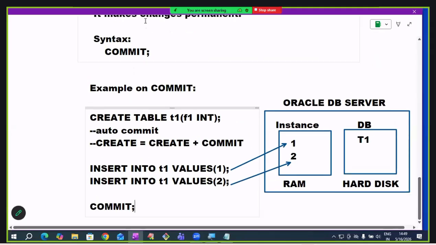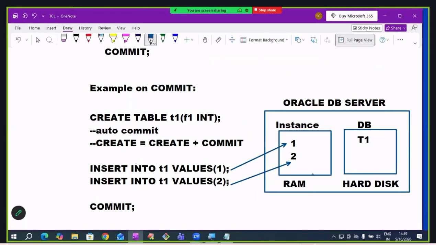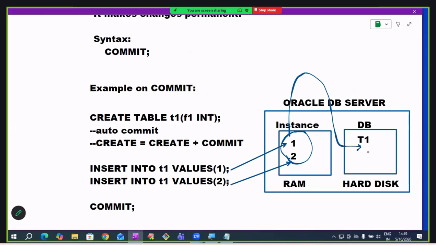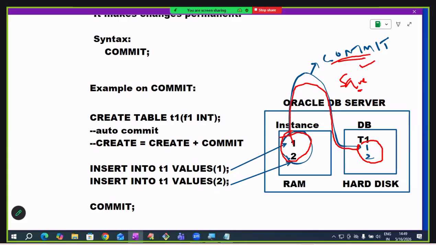For your reference, I'm writing this point. When the commit command is executed, the data in the instance will be applied to the database. It means it is saving the data. Just like in Notepad, the save option is there. In MS Word, in MS Excel, the save option is there. In our Oracle SQL, the commit option is there.